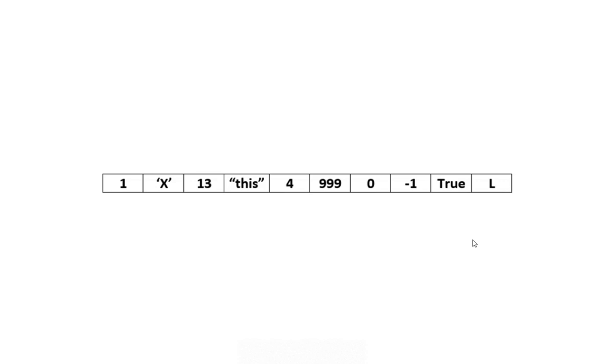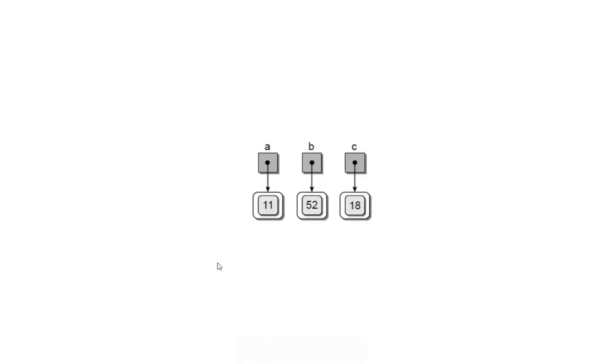The idea is to look at those items separately. So instead of looking at 1 and X and 13 and this as a single unit, I'm going to look at them separately. Now, if we look at this example in here, I have 3 integers. I have integer A equals 11, integer B equals 52, and integer C equals 18. It's a normal variable, it's a normal integer. We just specify a value for it. So this is the data for A. This is the data for B. This is the data for C.